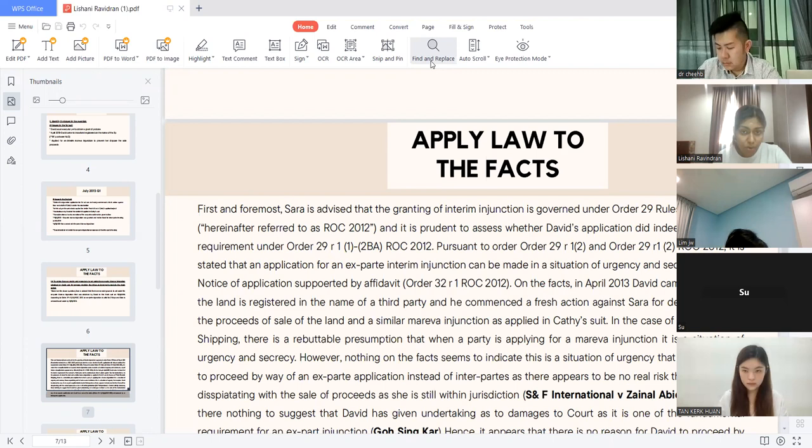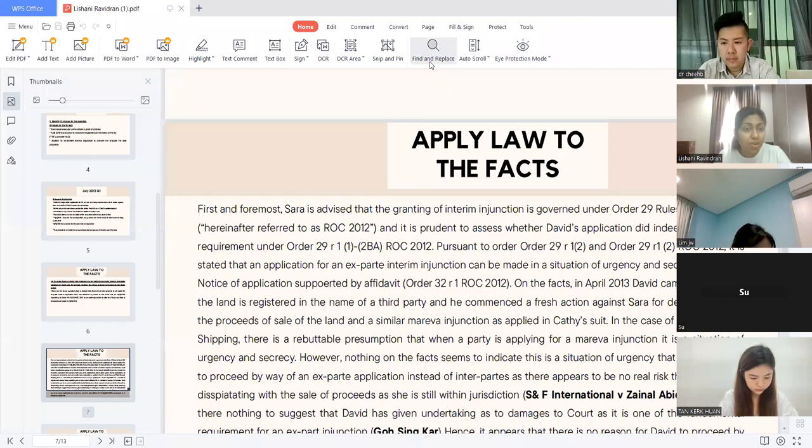And if the originating process is not issued within 2 days of the granting of the injunction, or such other period as the court thinks fit, the court shall, on application by a defendant, discharge the injunction. So after that, you have to issue your originating process within 2 days. This is a mandatory rule. You need to take note.